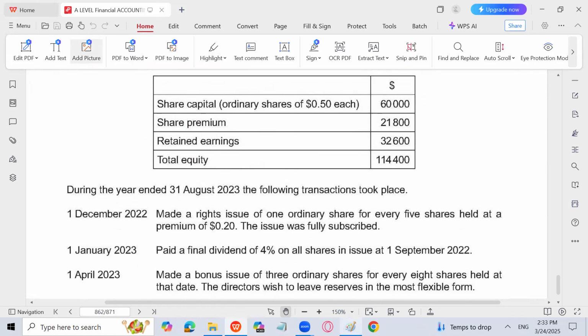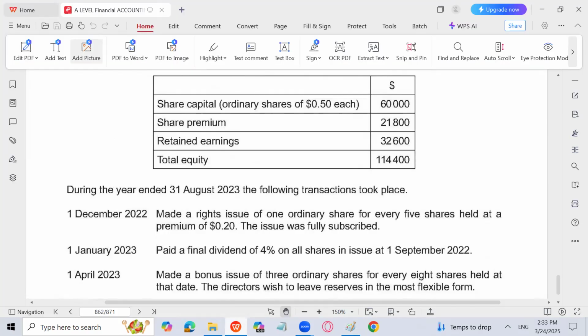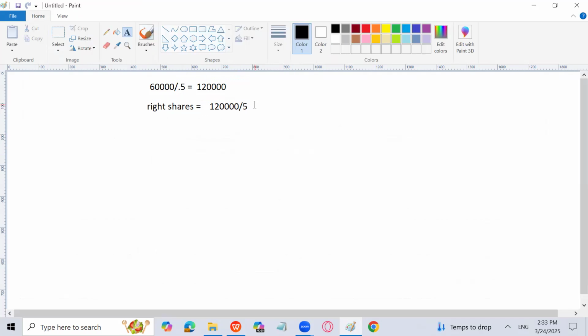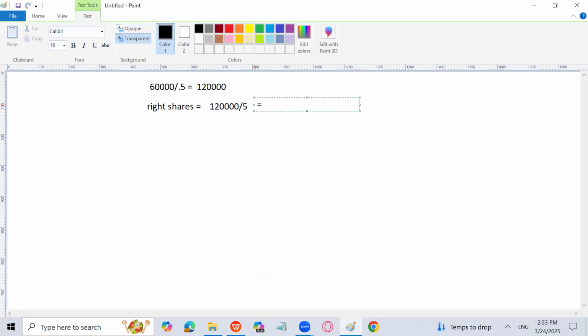So let's do that first. 60,000 divided by 0.5. Take out the calculator please. So 1,20,000 shares are there. Now we are issuing right shares, 1 ordinary share for every 5 shares held. So the ratio is basically 5:1. So 1,20,000 divided by 5 and multiplied by 1. So what is the amount? 24,000 is going to be the right shares.